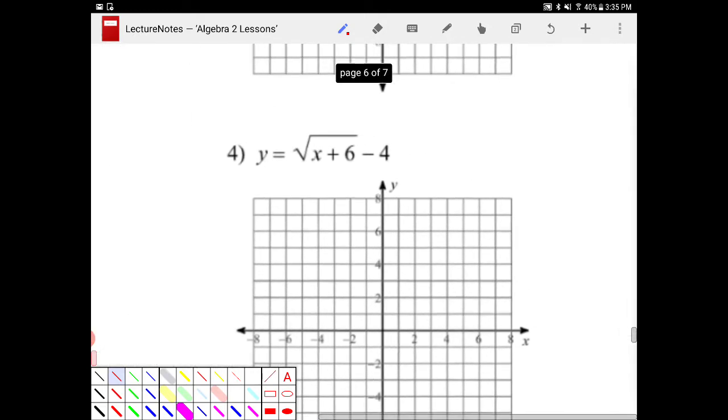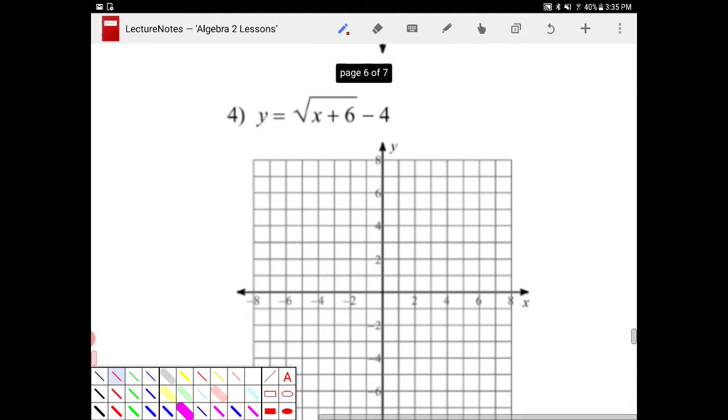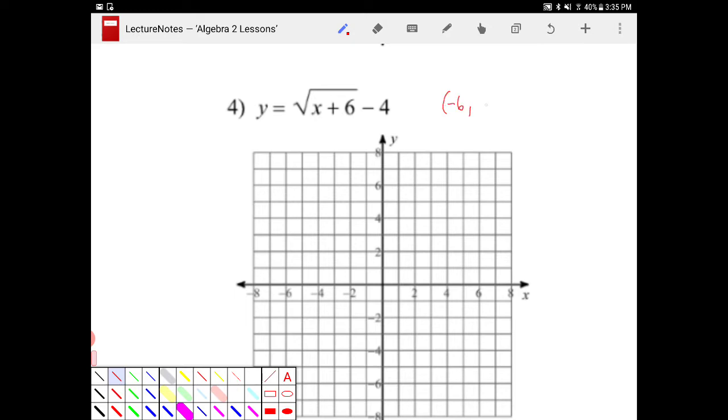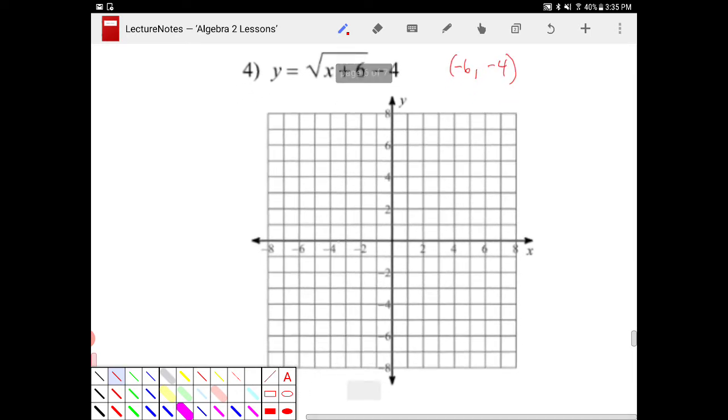Let's take a look at the next one. Square root of x plus 6 minus 4. Now, what's the vertex in this case? The vertex in this case is negative 6 comma negative 4. We're going to be shifting the square root function horizontally 6 units to the left and then vertically down by 4 units. So my vertex will end up over here, and it's going to look like this.